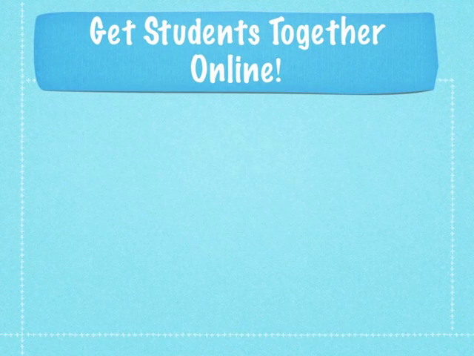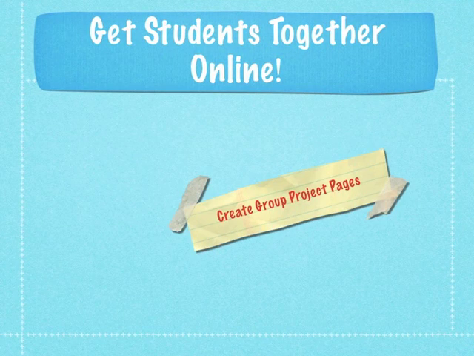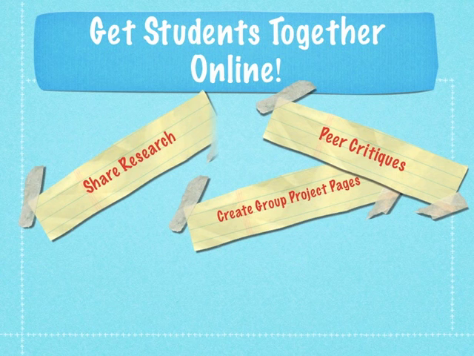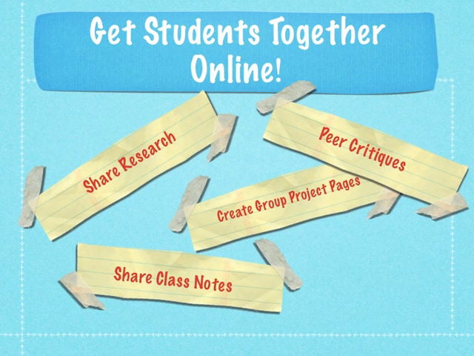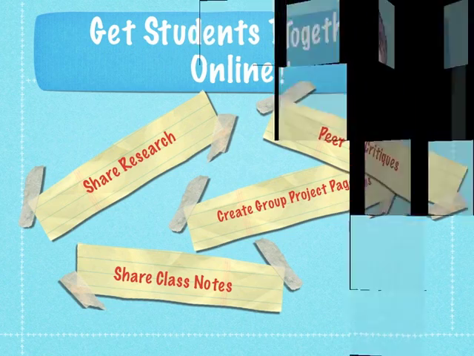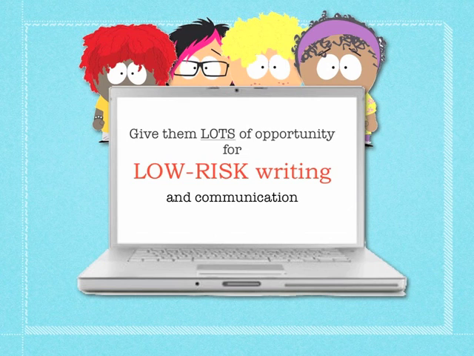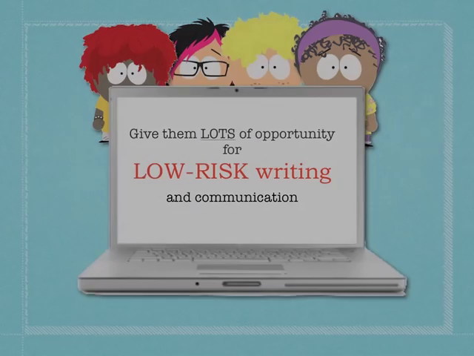Think about getting your students together online. You can create group project pages on your wiki where students who are separated into groups can actually come together and work on their project even if they're not in the same room at the same time. You can do peer critiques online as well. They can share research and they can share class notes. Remember, give them lots of opportunities for low-risk writing and communication. That's what will really cement that content and keep that conversation going.